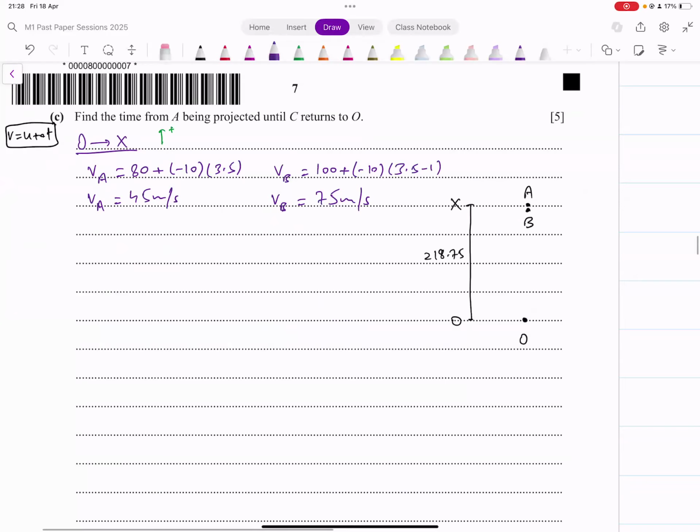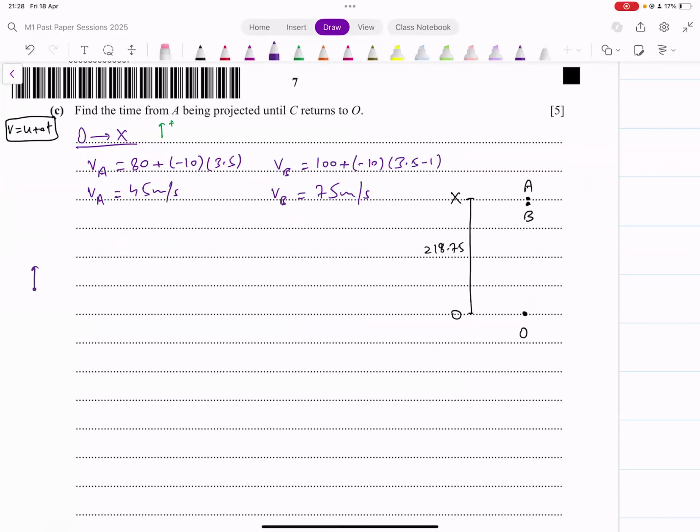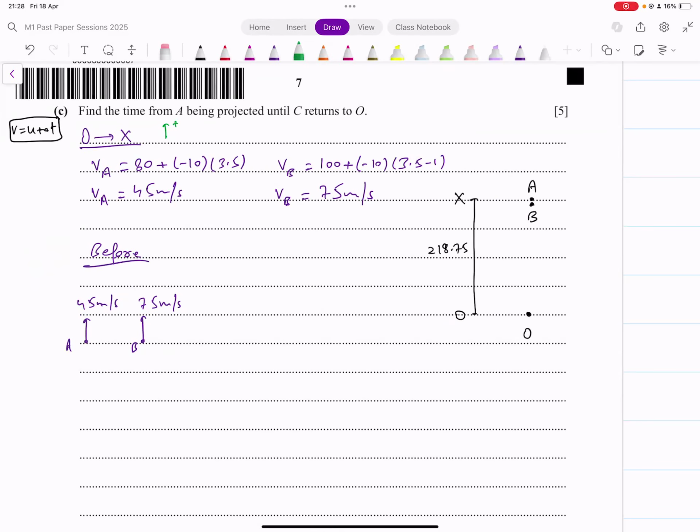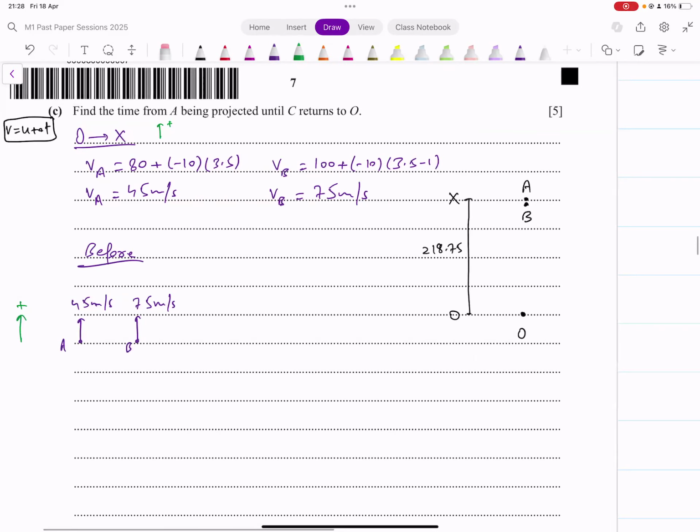Okay, this is 75. Now what we know is that A is moving up at 45 meters per second. This is before collision. And B is moving up at 75 meters per second. How do I represent them? Let's write them like this. So this is A, and this is B. This is moving up at 75 meters per second. This is before collision. Both of them are moving up. I can take upwards positive. Okay. What happens after collision?